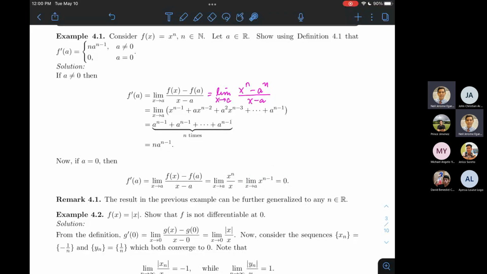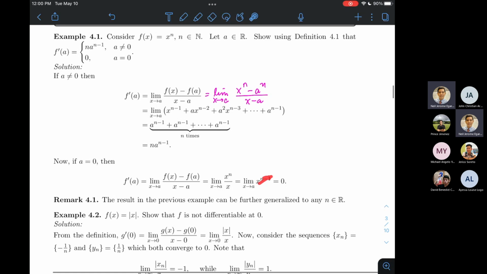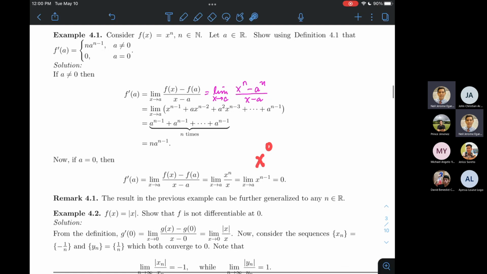Pero kapag kasi si n ay equal kay 1, kapag si n ay hindi equal kay 1, ibig sabihin ito ay automatic 0. Pero pag si n ay equal kay 1, this would be x to the 0. And then bago ako mag-evaluate ng limit, kailangan ko munang i-simplify yung argument na nandun sa loob ni limit. Yung x to the 0, pwede ko muna siyang isulat na 1. Tapos kukunin ko yung limit as x approaches a. Bakit siya magwa 1?